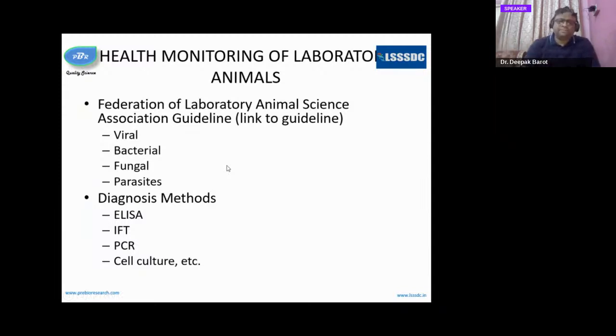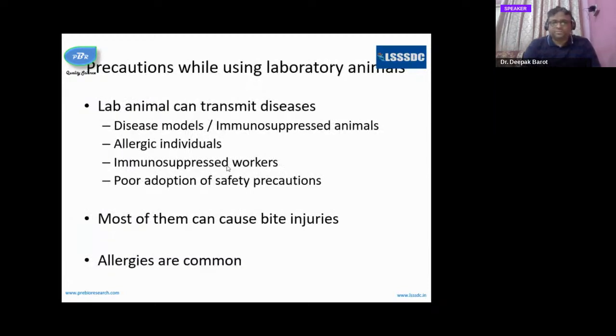You can take a sample size, say from 10 animals, one, or from 100 animals, you can take 5 samples and make sure that the whole colony is free from viral, bacterial or fungal infections.